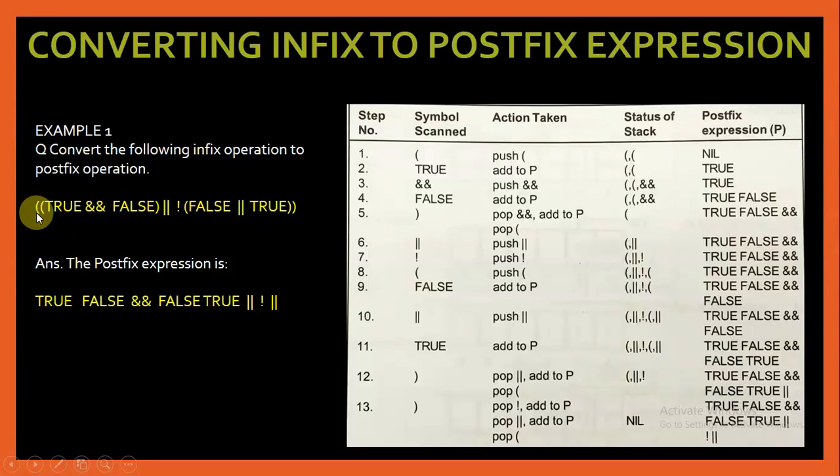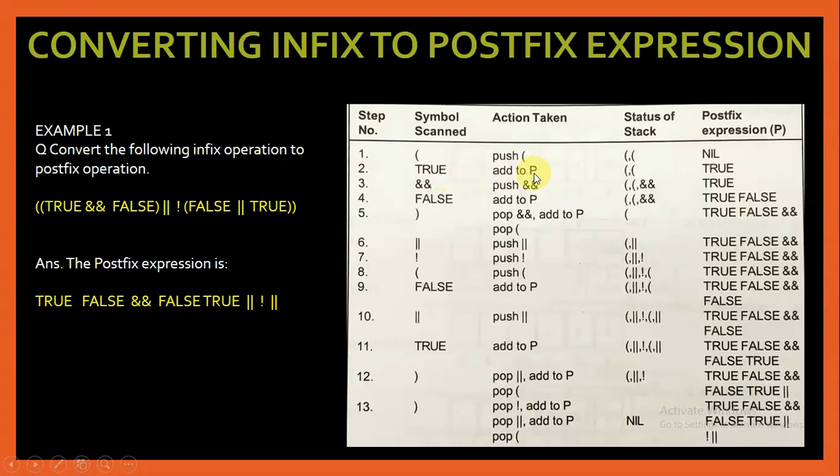Now, you can see that I have inserted one left parenthesis and right parenthesis here. First, the left parenthesis will be pushed to the stack. This is the scanned symbol, this left parenthesis. This will be pushed to the stack, and the status of the stack is, we have two left parentheses, and nothing has been added to postfix expression P till now. Now, the next element which is to be scanned is true. So, this is the scanned symbol, you can see. Now, whenever we encounter operands, they are simply added to the postfix expression. They are not pushed into the stack.